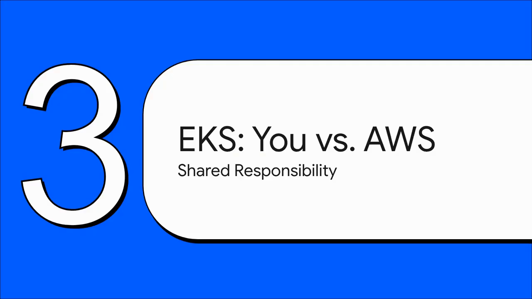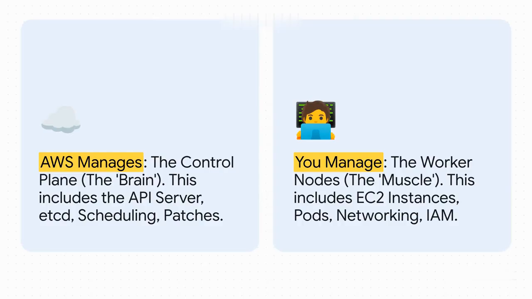So this brings us to a really critical idea for any engineer who's going to use EKS. You have to understand who's responsible for what. So let's take a look at this shared responsibility model in action. It's that same brain versus muscle analogy. On the left, AWS manages the brain. That's the API server you talk to, the critical database that holds the state of your cluster, the scheduler, all the patches and upgrades. And on the right, that's your job. You manage the muscle. You provision the EC2 instances for your worker nodes. You deploy your application pods onto them, and you're responsible for configuring their networking and their security with IAM.